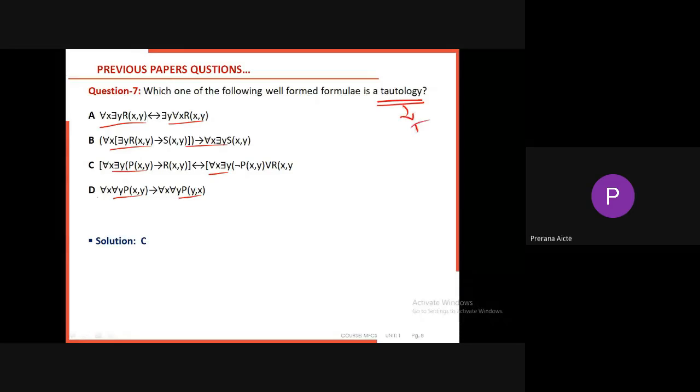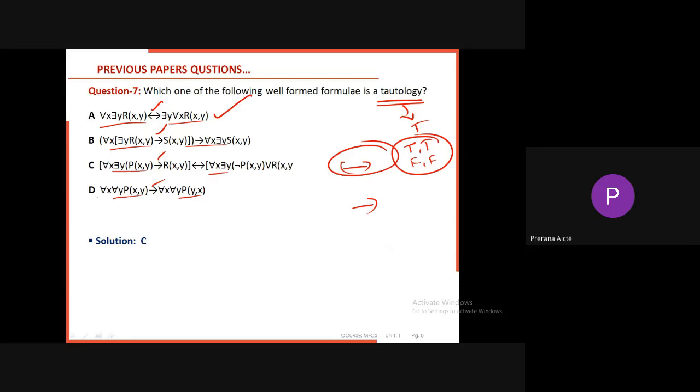Now if you observe here, we have two kinds of symbols. One is the biconditional and the other one is the implies symbol. The biconditional will be true if both p and q are true, or both false. So for this case, we have to check these two cases. For implies, we have three possible cases: true true, false false, and false true. For these three cases, you have to check the validity of B, C, and D.